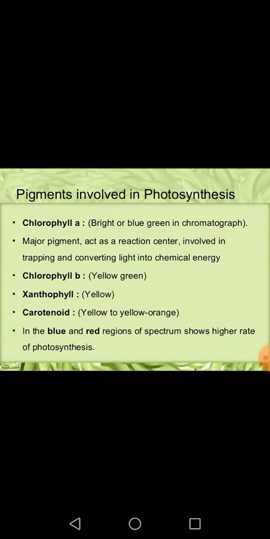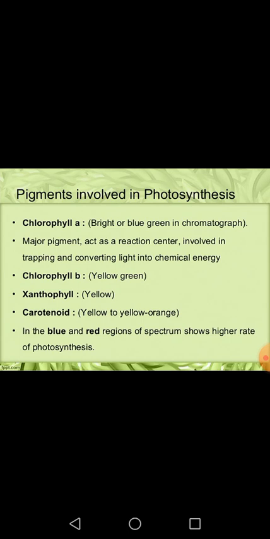Now the second kind of pigment is called chlorophyll B, and we will observe that its color is yellow green. The initial one was bright or blue green, so this one is yellow green in color, while xanthophyll is the third pigment and it is yellow in color, while the last one, carotenoid, is also a kind of photosynthetic pigment, and its shade is yellow to yellow orange.